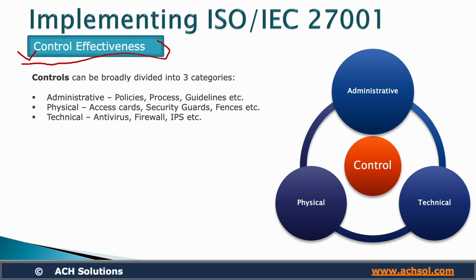The first one is administrative control. Administrative control means controls where you are implementing policies, procedures, guidelines, your document based controls, right? Where you give guidelines, processes, you write policies. They are like the rule books. The next one is the physical controls. Physical controls are things like your access cards, security guards, fences, etc. And the last one is technical controls, through which you safeguard your organization, like antivirus, firewall, intrusion prevention system, etc.